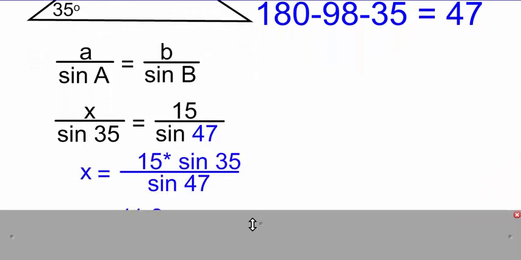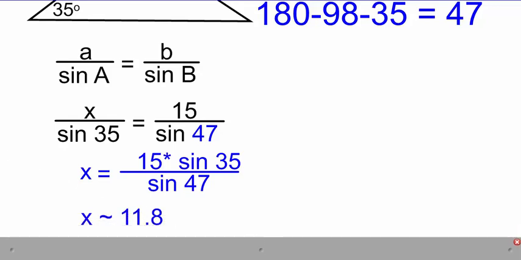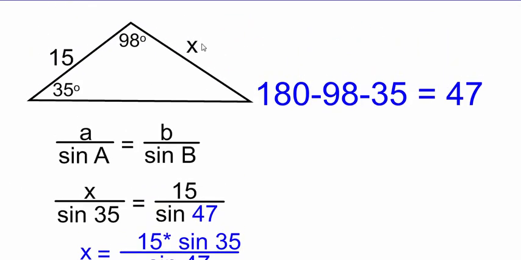And after that, I'm pretty much close to done already. I'm going to multiply through both sides here. I have a divided by sine 35 that I don't really want, so I'm going to multiply both sides by sine 35. Of course, the sine 35's divide out on the left, and then I end up with 15 times sine 35 divided by sine 47 on the right. And that, when I punch it into a calculator, is approximately 11.8. So this missing side is about 11.8.